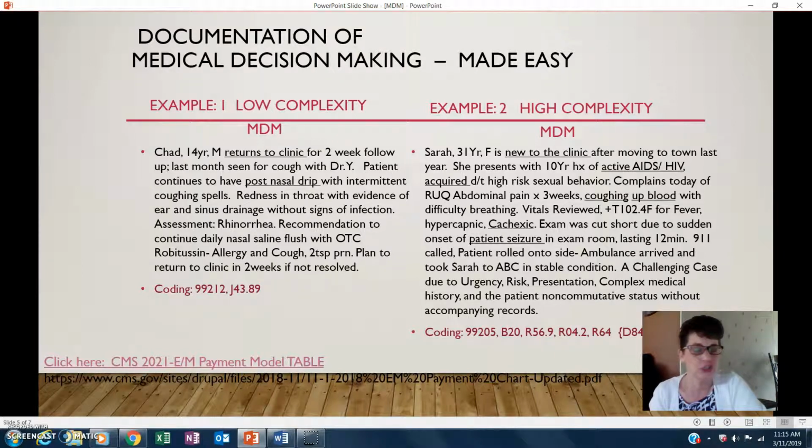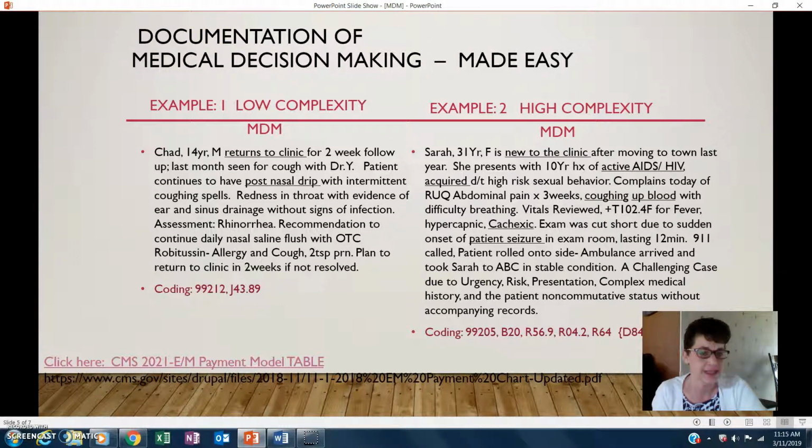Now, there's very little HPI or medical history or review of systems present in that paragraph, but it clearly supports the low complexity based on the assessment, the plan, and the presenting problem, as well as the return of 2 weeks if it's not resolved. So now let's look at example 2.